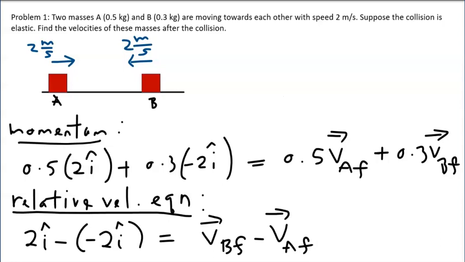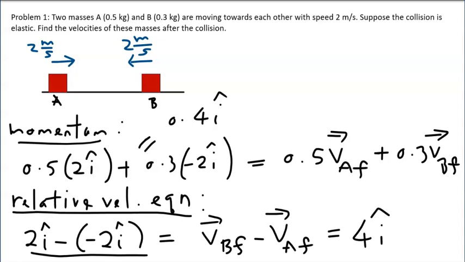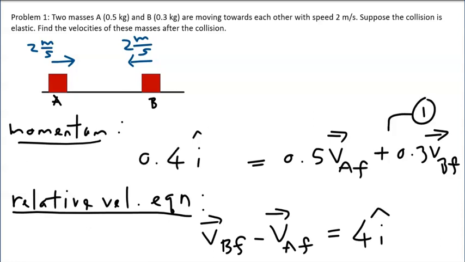Note the left-hand side of the conservation of momentum equation is quite simply 0.4I hat. And the left-hand side of the relative velocity equation is simply 4I hat, which we can write here, 4I hat. So we see that we have two equations and two unknowns that we can solve simultaneously.